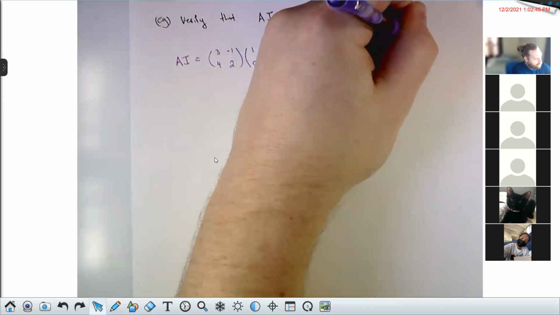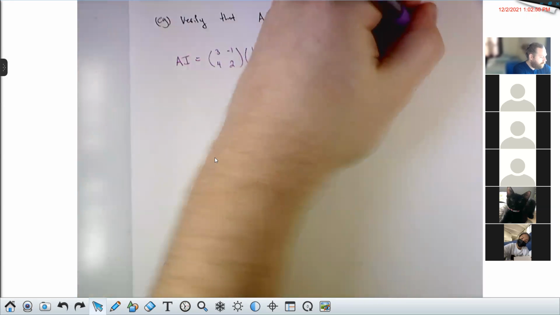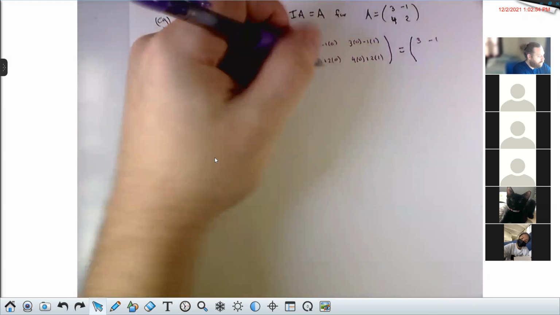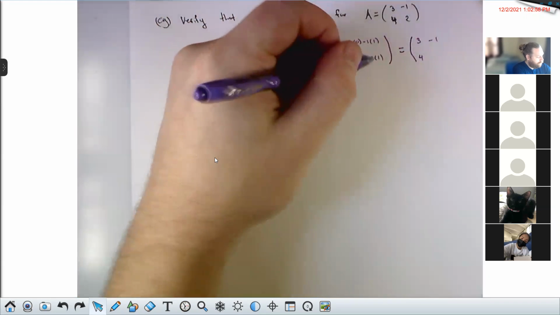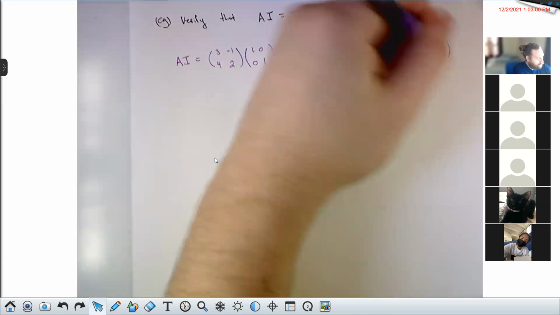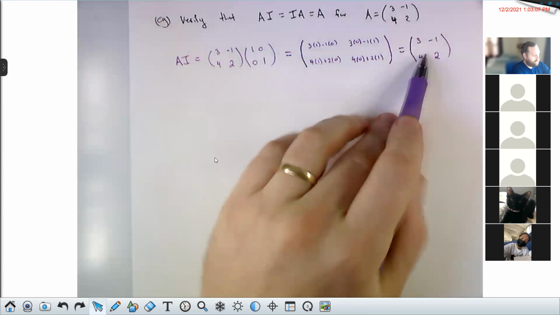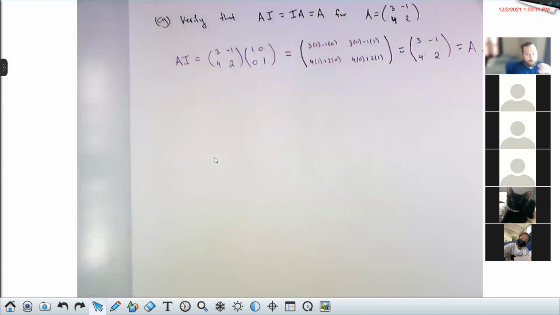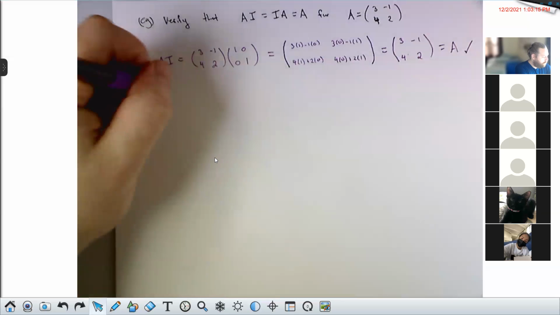And simplifying, 3 minus 0 is 3. 0 minus 1 is minus 1. 4 plus 0 is 4. And 0 plus 2 is 2. And that is A. Hooray, that's good news. Let's try in the other direction.